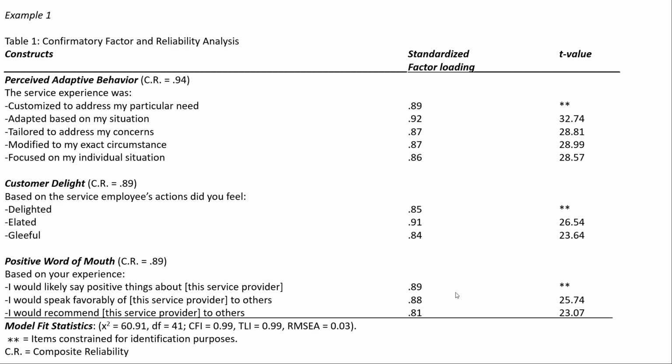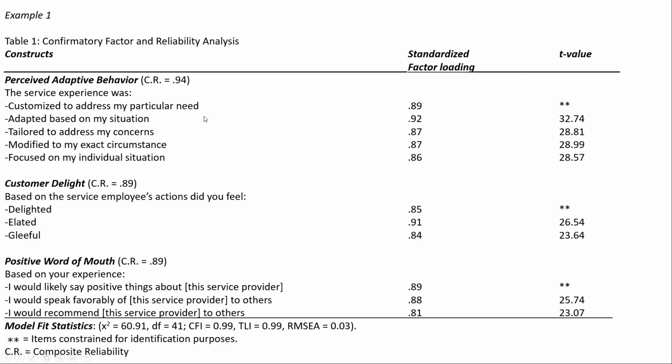Now, in the table, here's an example of what the table would look like. Is it the only way you can do a table? No, but I just feel like it's a good way to present everything in a very clean manner. What I like to do at the very top is I'll put my actual constructs, and I'll bold those out. And then underneath it, I put the actual survey items or scale measurement items that I used. So for instance, this construct is perceived adaptive behavior.